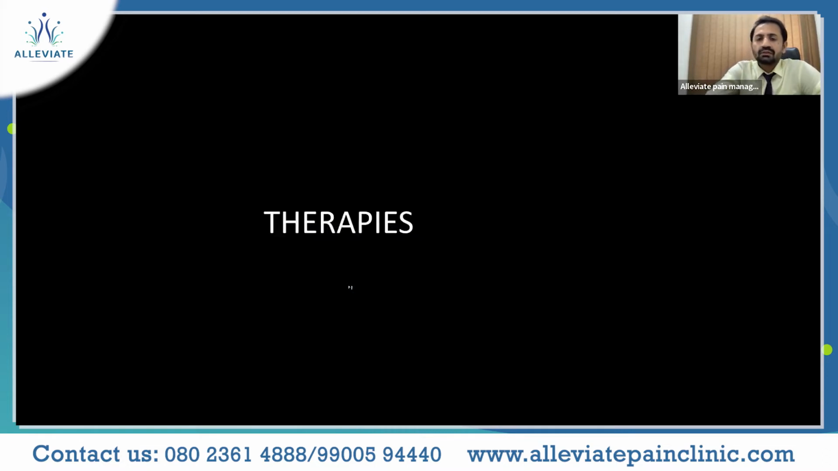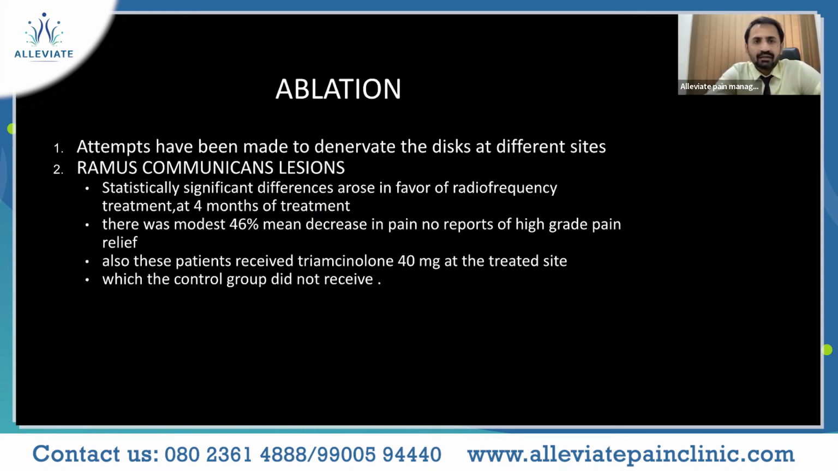So now we'll come down to, because we have understood the pathophysiology or how it happens, the targeted things can be sought with these therapies. Again, ablation attempts have been made to denervate the disc at different sites. One of them is your rami communicantes. So a little about the disc nerve supply. It is supplied by your sinuvertebral nerves, which are again coming from your spinal nerves and the posterior aspect. And gray rami communicantes also supplies your disc. So you can do an ablation of this nerve.